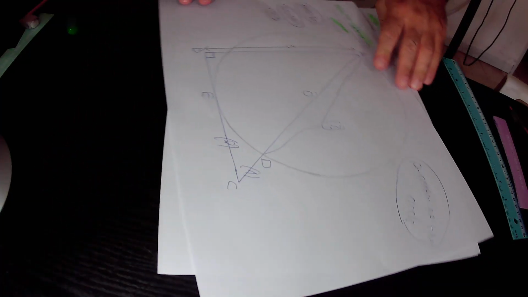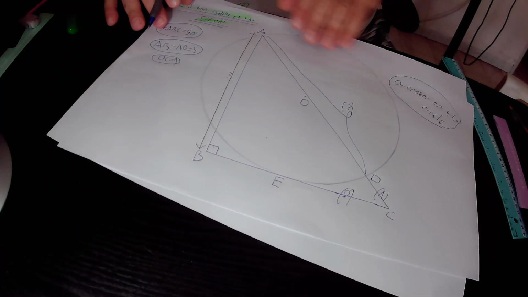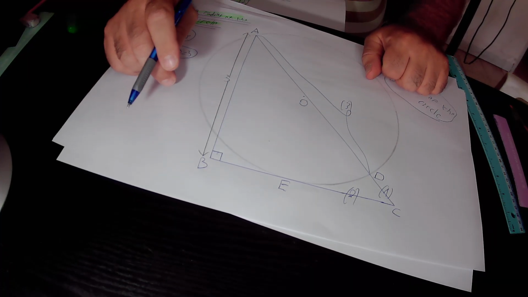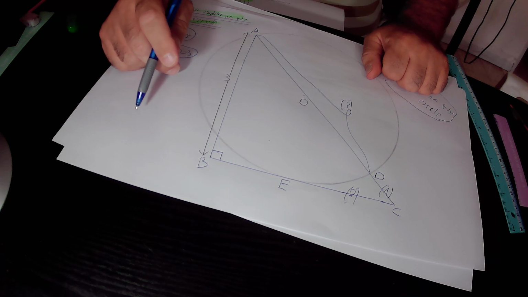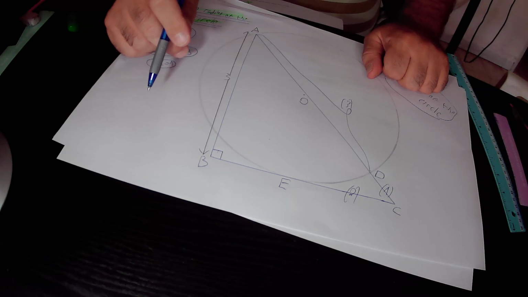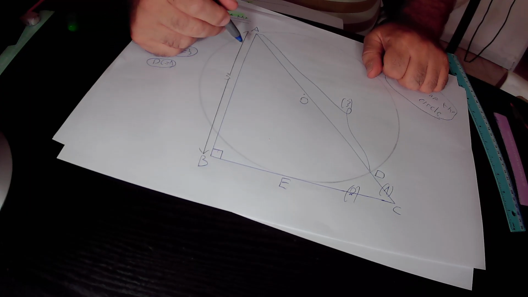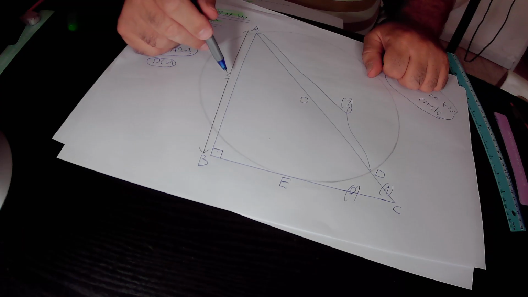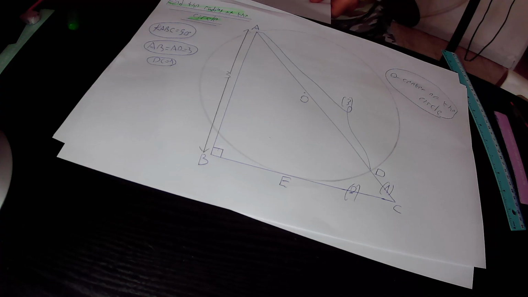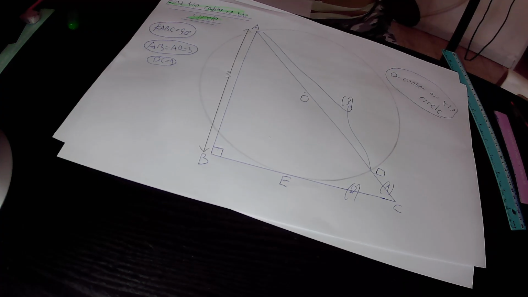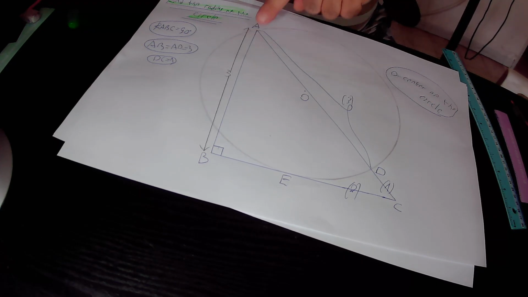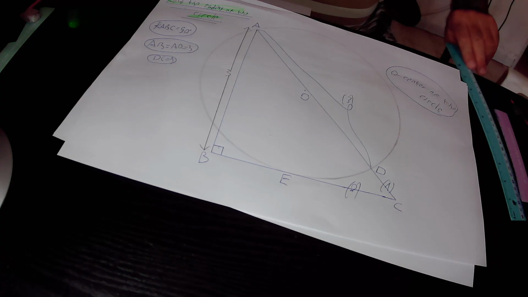In the next step, we will implement the Pythagoras theorem on the big right triangle ABC. According to the Pythagoras theorem, in any right triangle, the square of the hypotenuse equals the sum of the squares of the perpendicular sides. So I will copy the right triangle ABC in a new page and we will implement the Pythagoras theorem on it. The hypotenuse AC equals 3 plus 1, that is 4. AB equals 3, and BC is the missing side.